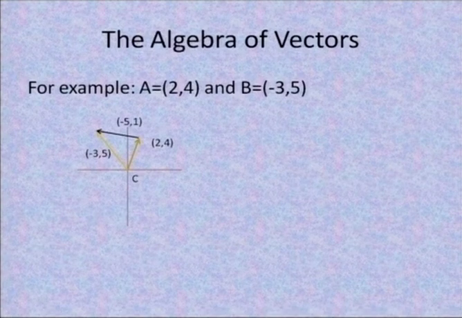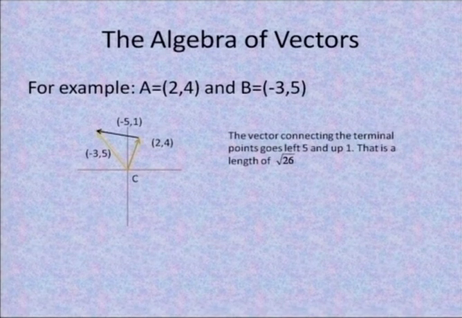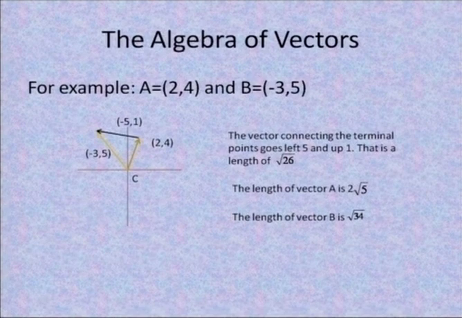So you can find the length of those using the Pythagorean theorem. 2 squared plus 4 squared equals r squared for the first one. 3 squared plus 5 squared equals r squared for the second one. And 5 squared plus 1 squared equals r squared for the third one. So you can find those lengths. The length of the black one is the square root of 26. The length of vector A is 2 square root of 5, and vector B is square root of 34.